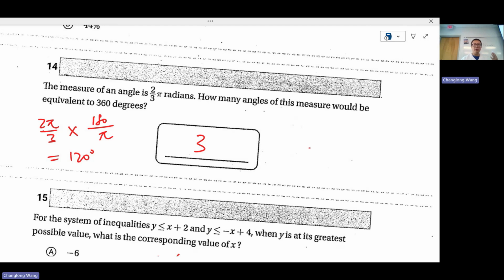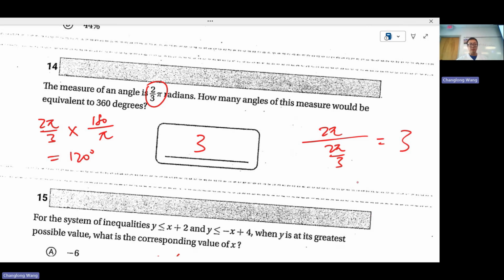But I mean, if you're okay with radians, why don't you just turn 360 into 2 pi? So you're basically asking, hey, how many 2 pi over 3 radians are there in 2 pi? You're going to take 2 pi divided by 2 pi over 3, right? And I'm sure that you're going to turn that into 3, right? Either way, right? So if you get it right, there's nothing wrong with however you do it. All right, so that's number 14.